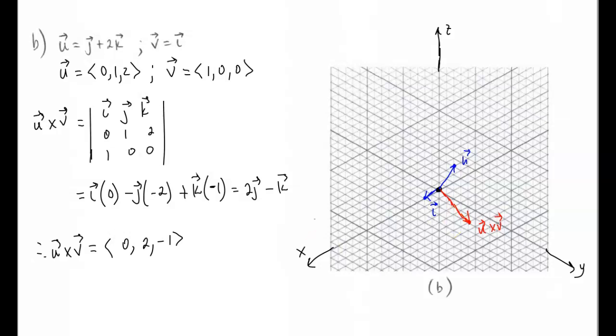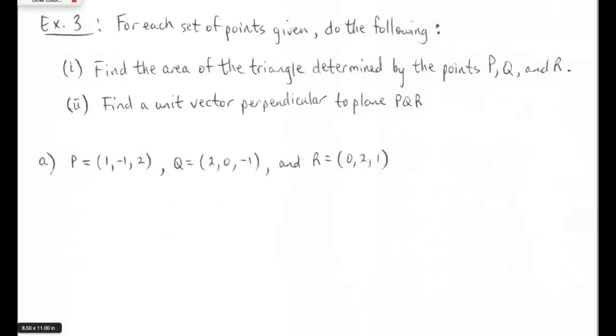All right, so let's move on to example number 3. For our next example here, for each set of points that's given to us, we want to find the area of the triangle that's determined by these 3 points. And we also want to find a unit vector that is going to be perpendicular to the plane that this triangle is lying in. Okay, so for example 3a, we need to form a triangle out of these 3 points here.